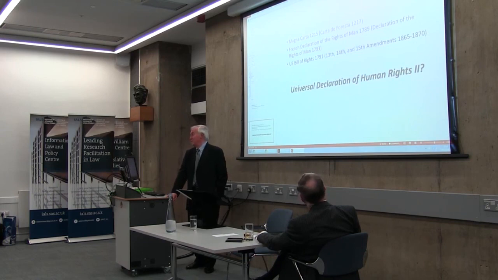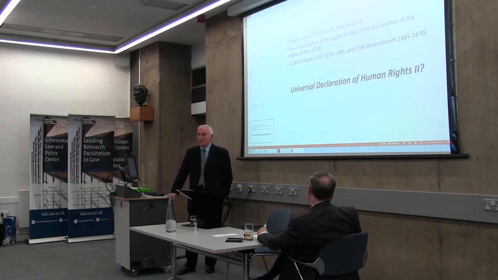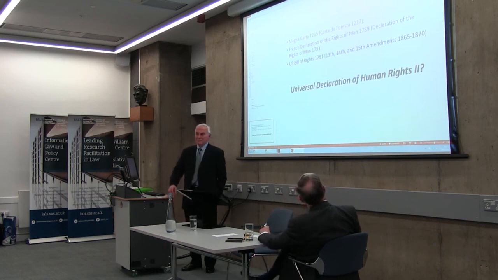The US Bill of Rights 1791 was followed by the 13th, 14th, and 15th Amendments, 1865 to 1870, because it took that long, and the Civil War, before the federal government realized that it had to do something to make those rights a reality. And so what I'm suggesting is consideration or reconsideration of the Universal Declaration.